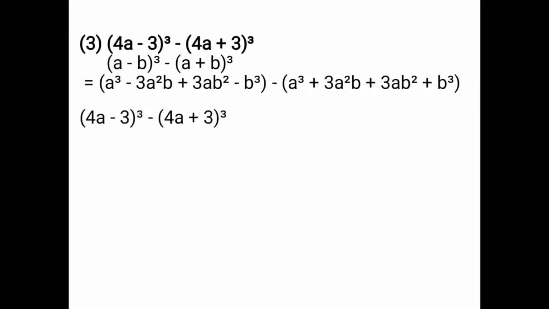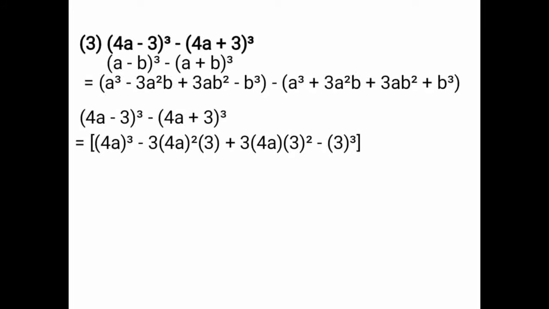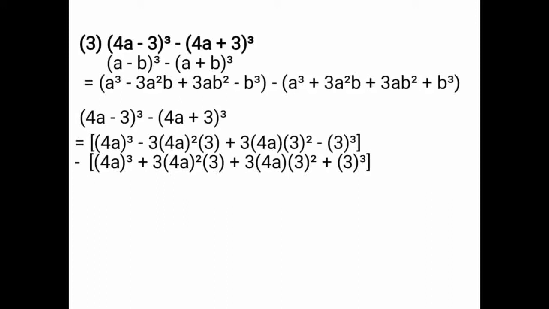(4a minus 3) the whole cube minus (4a plus 3) the whole cube. That is equal to (4a) cube minus 3 into (4a) square into 3 plus 3 into 4a into 3 square minus 3 cube, minus, (4a) cube plus 3 into (4a) square into 3 plus 3 into 4a into 3 square plus 3 cube. First we'll solve the a cube and b cube part, and then you have to write the multiplication form of 3a square b plus 3ab square.